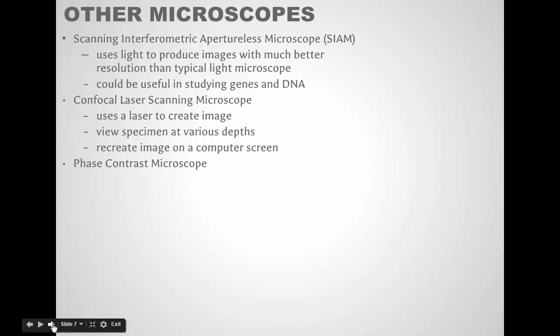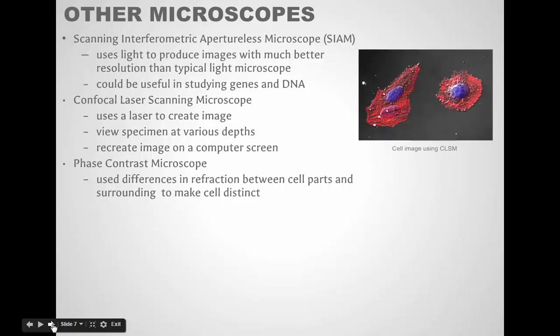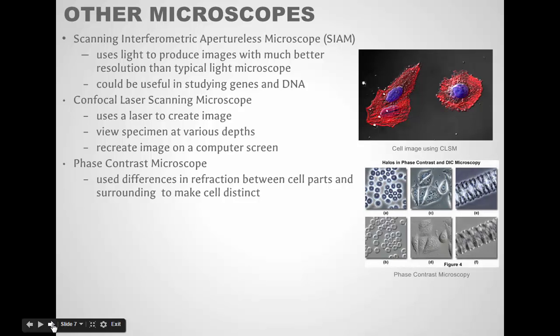Another common one is a phase contrast microscope. You read a little bit about that, but the phase contrast microscope works based on the principle that different parts of cells refract light differently. Those differences in refraction allow you to view different parts more clearly. So this is from the laser scanning microscope. These are images from a phase contrast microscope. So they give different sorts of views.